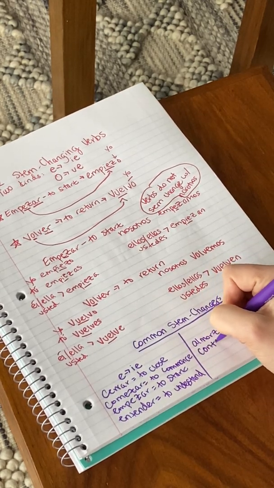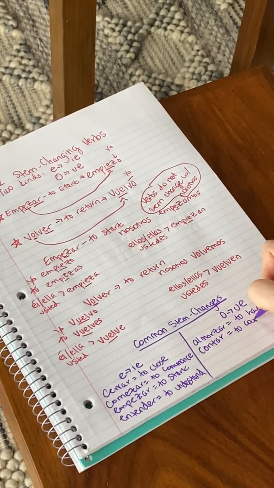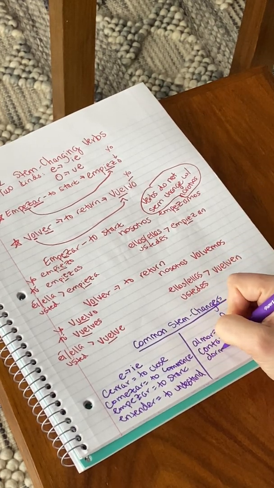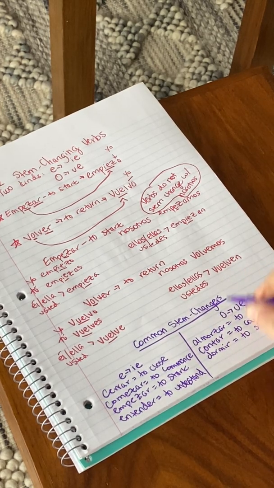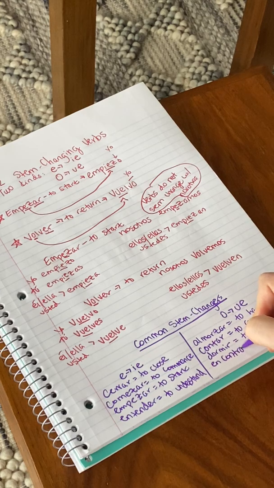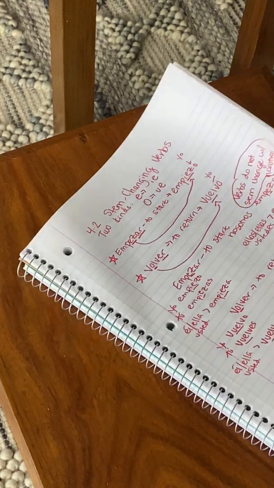Contar, which means to count, like count your money. Or to tell, like to tell a story. Dormir, which is, I'm sure a lot of you are doing this, to sleep. So it changes duermo, O to UE. Encontrar, which means to find.